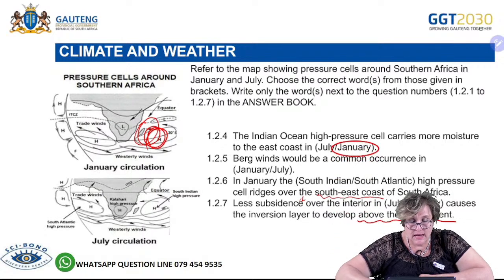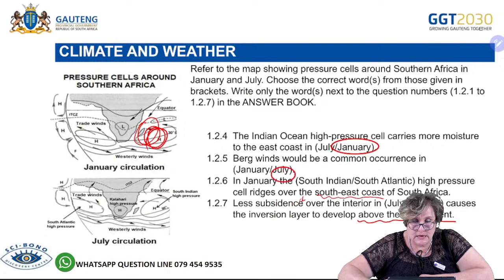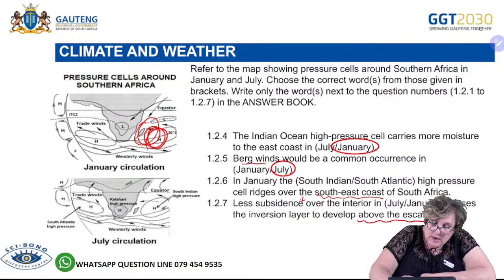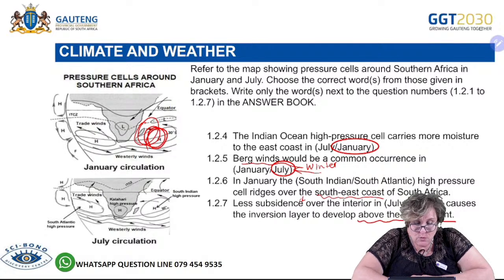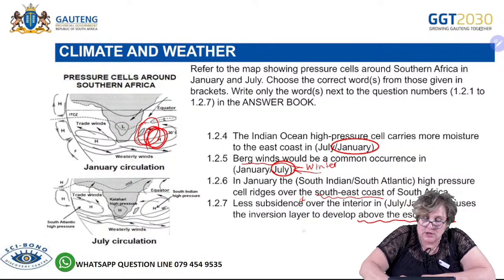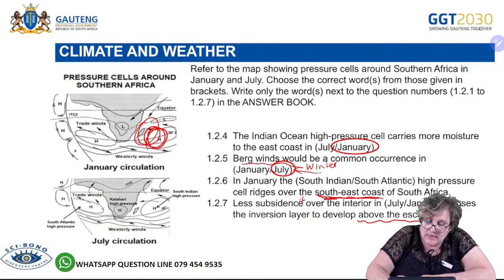The Indian high pressure cell carries more moisture to the east coast in January. Why? Because then it is closer to the land. Berg winds would be a common occurrence in July. Why? We know berg winds occur in winter. Winter in South Africa is in July. In January, the South Indian or South Atlantic high pressure cell reaches over the southeast coast.